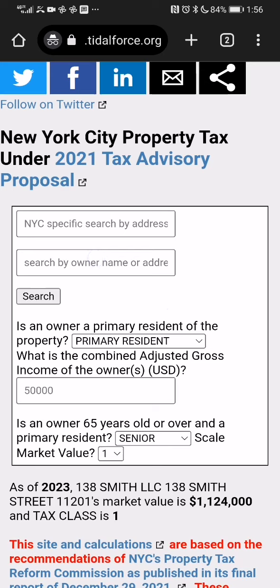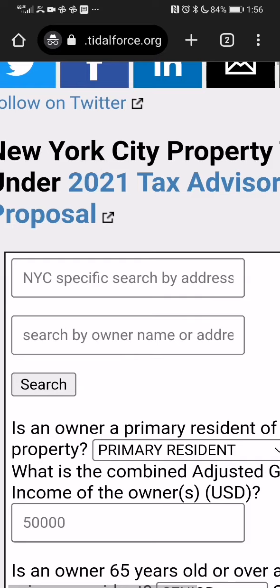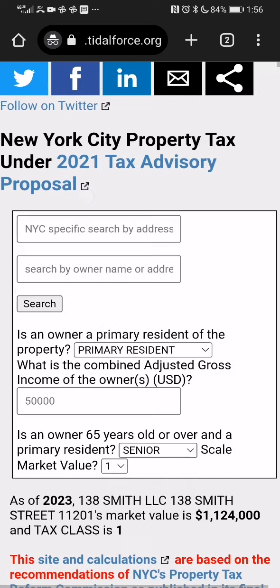This is a short video about the new New York City Property Tax Advisory Commission proposal. If you see right here, they're calling it 2021 Tax Advisory Proposal. You can click on the link to get the actual document, but this is a calculator that helps you find out what your tax might be under this proposal. Remember, it's just a proposal.